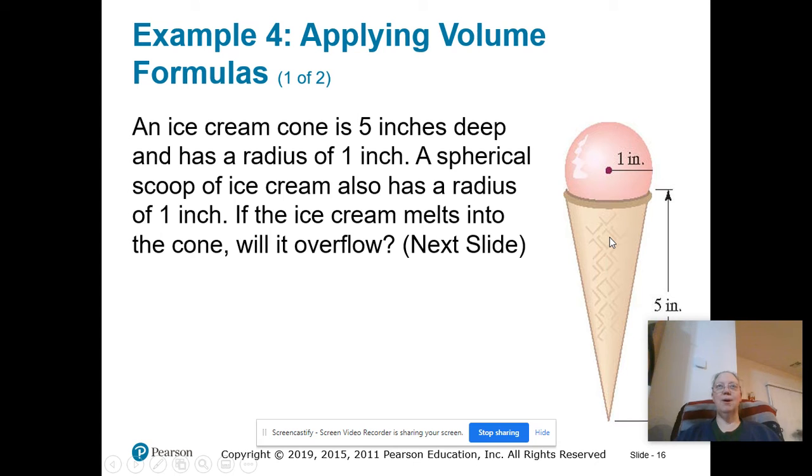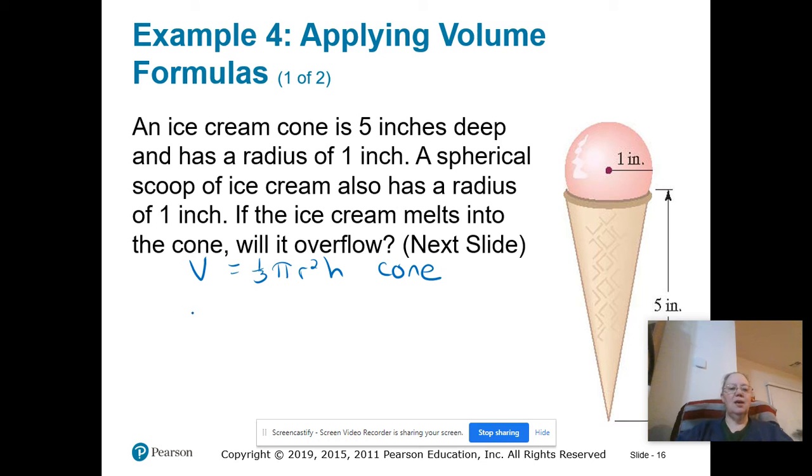Well, anytime we talk about stuff inside of a three-dimensional object, we're talking about volume. So we have to find the volume of the cone, which offhand I don't remember the formula. 1/3 pi r squared h. Okay, so 1/3 pi r squared h for the ice cream cone. And then we also have to find the volume of the ice cream and basically see if the ice cream has more volume than the cone. Okay, so if the ice cream has more volume than the cone, then it will overflow.